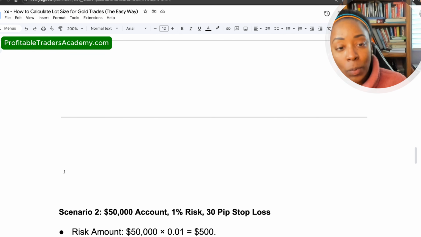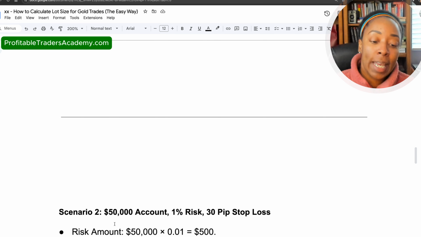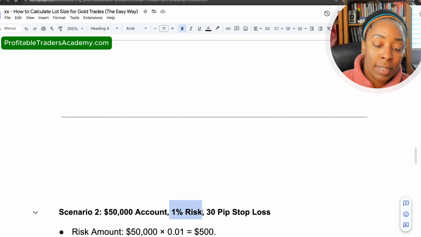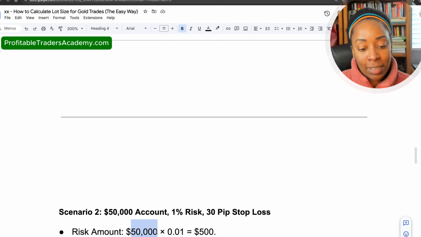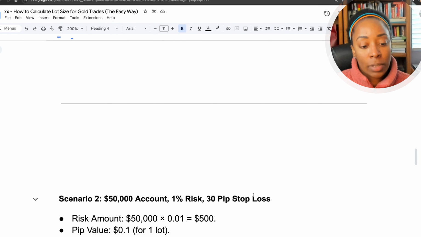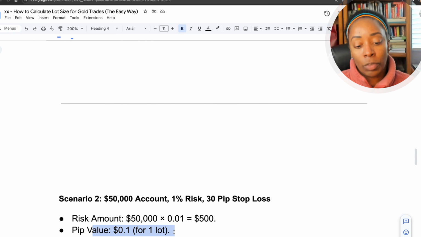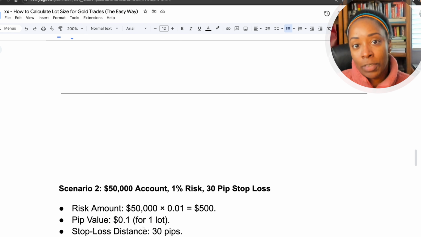All right, so this time we're going to have a slightly bigger account. Let's say we got a $50,000 account and we want to risk 1% and we have a 30 pip stop loss. So right off the bat, 50,000, that's the size of our account, times 0.01, that is 1% in decimal form, and that's going to be $500 that we risk on this account. So now we have the pip value of gold for one standard lot, which is 0.1. And then we have the stop loss of 30 pips.